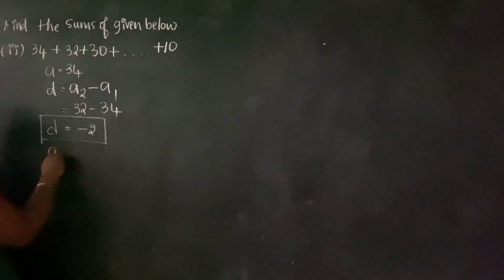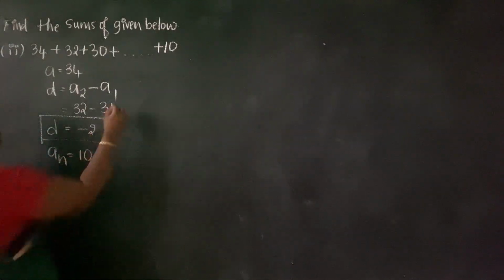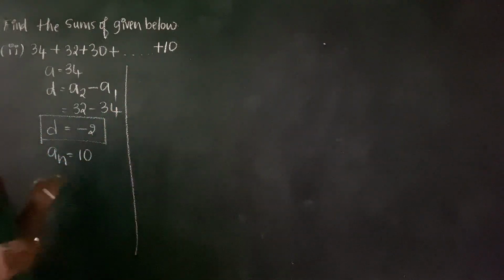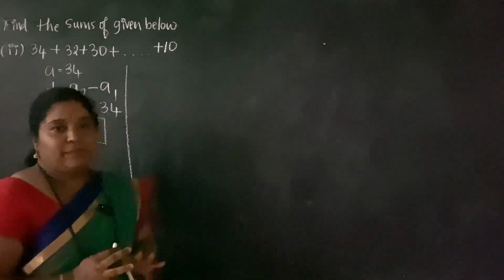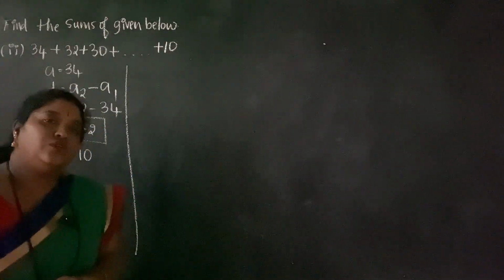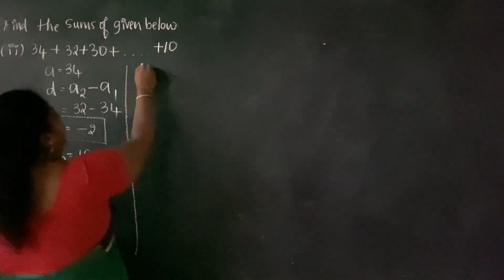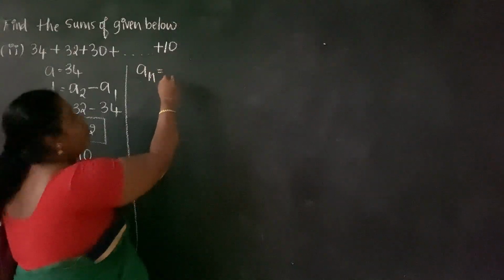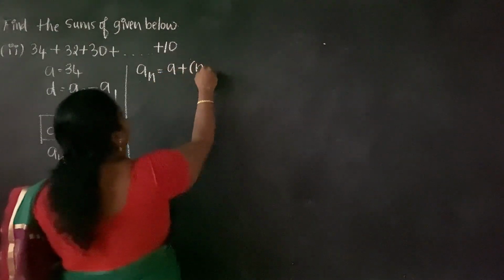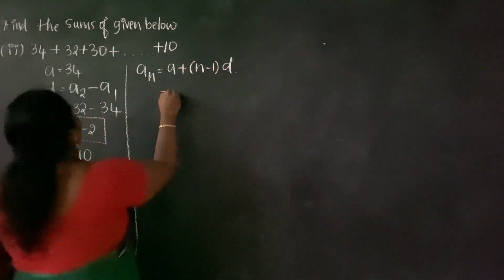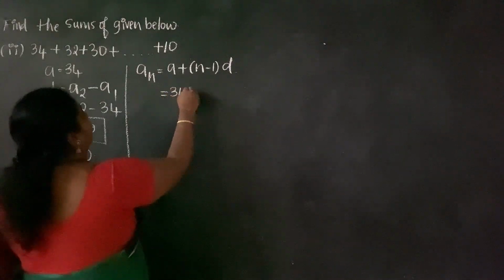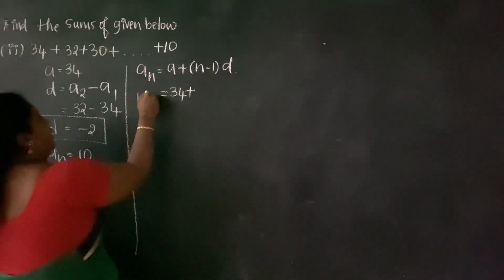And dear, an is equal to 10. That is provided. But now the n value is not provided. So let me calculate the n value. Which is the formula I should use? The an formula. You know that an is equal to a plus n minus 1 into d. a is equal to how much? 34. an is already provided, that is 10.